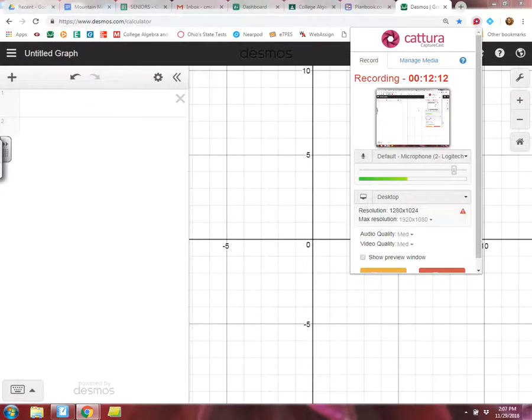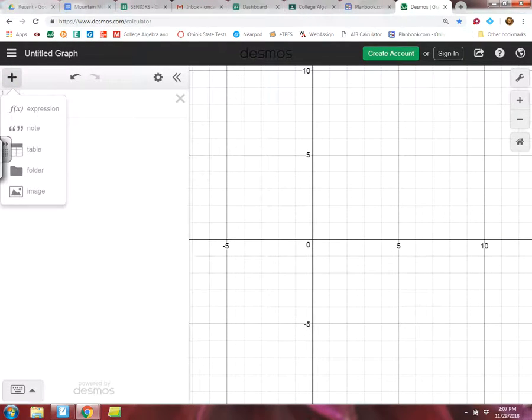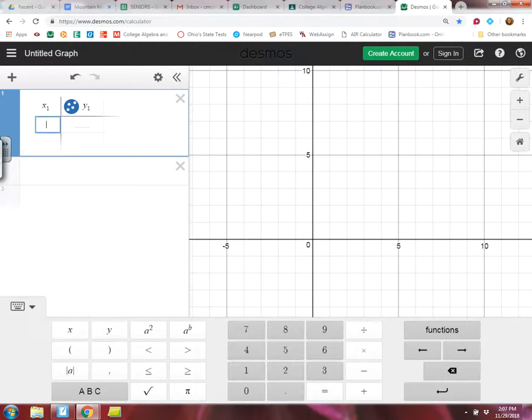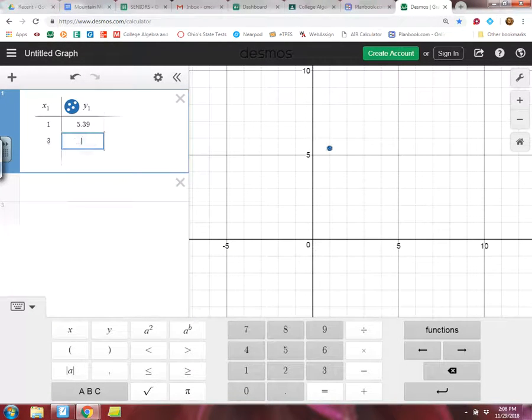All right, do you see the plus sign up in the corner? Hit that plus sign, please. Select table. And now we're going to enter in the points that I told you to go through. What were those 2 points? 1, 5.39. Now notice, it put me a dot right there on my graph. Does everybody see that? What's my second point? 5.81. And there's my second point on my graph.